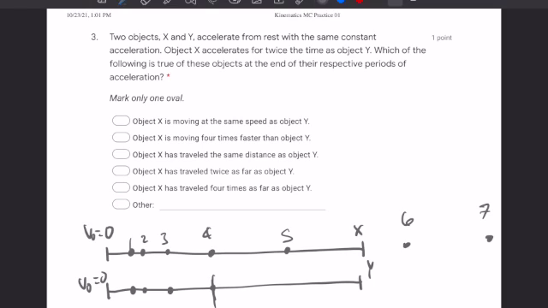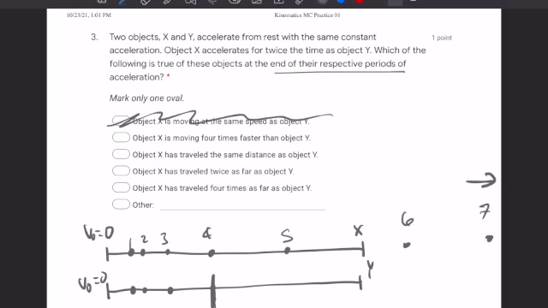All right, so which of the following is true at the end of their respective periods of acceleration? So x is going to be way out there, and y is right there. X is moving at the same speed as y at the end of their periods? No. It's accelerating longer, so it can't possibly be that. It's moving 4 times faster than object y.